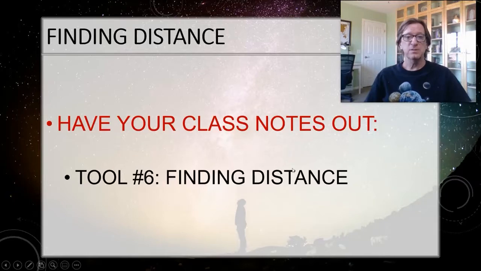So if I see a star out there and it seems really bright, okay, is it really bright, which means that the planet would need to be a long way from the star, or is it just close? So one of the first things I've got to figure out is how far away is that actual star from Earth? And you'll be able to use this technique with anything once we're done. So let's get started. This is going to be Tool 6, Finding Distance.